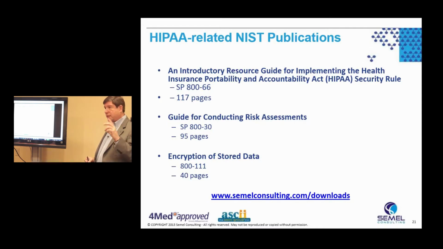So these documents are guides, and the one for HIPAA, an introductory resource guide for implementing HIPAA, is 117 pages. So again, when you're reading HIPAA and you're going, oh man, what do they really mean by that? Go read the 117 pages that NIST has, because they're the ones that really get down into the weeds. Guide for conducting risk assessments is 95 pages, and they have a separate document on the encryption of stored data, which is 40 pages. So that's 800-111, the one on stored data.